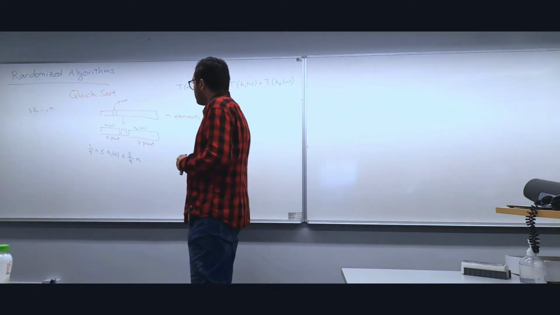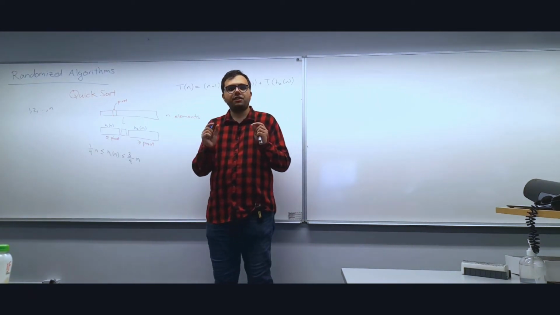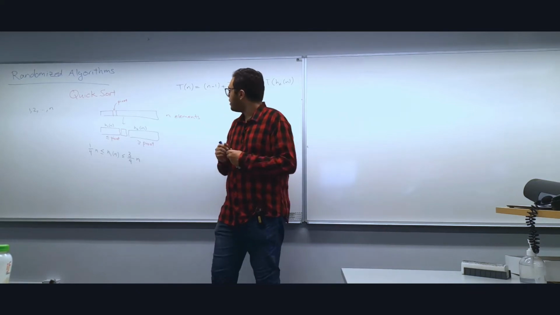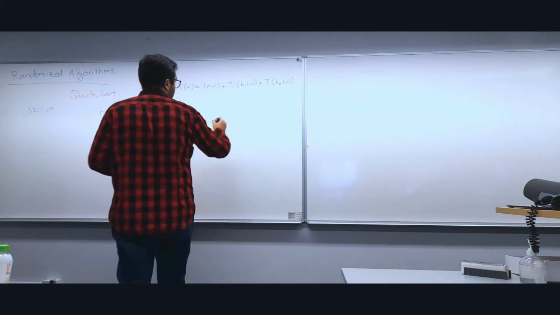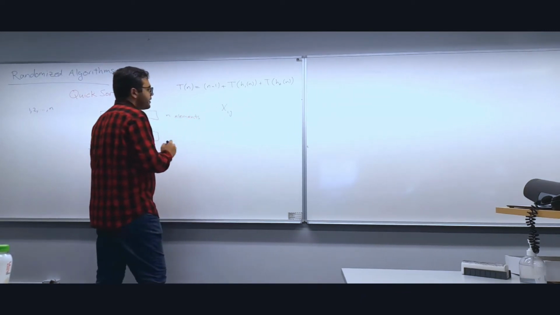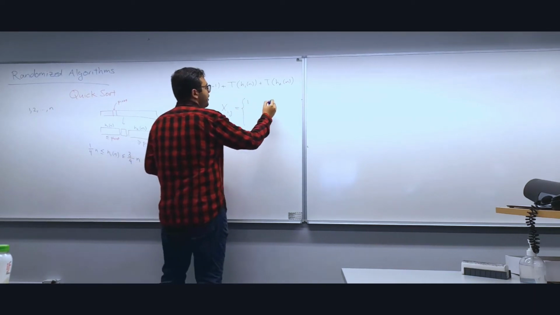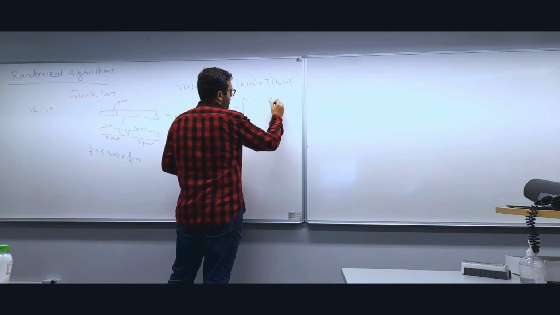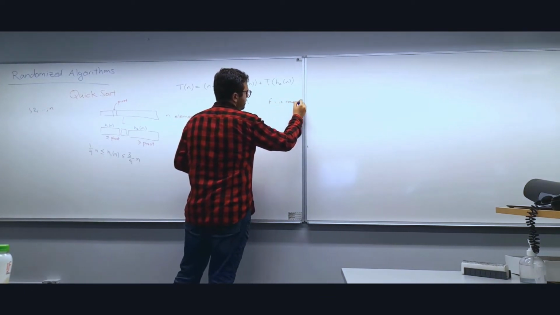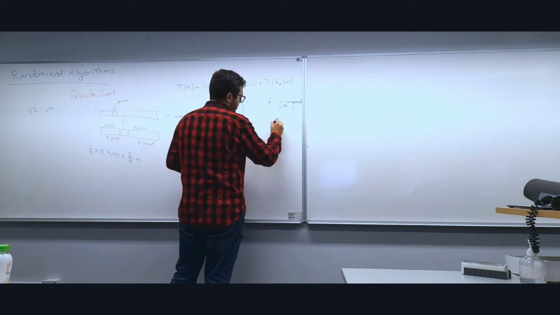If I want to find the total number of comparisons, I can take any two elements and just check if I've ever compared these two elements with each other or not. So let's say xij is a random variable, and it's 1 if I is compared with j, and it's 0 otherwise.